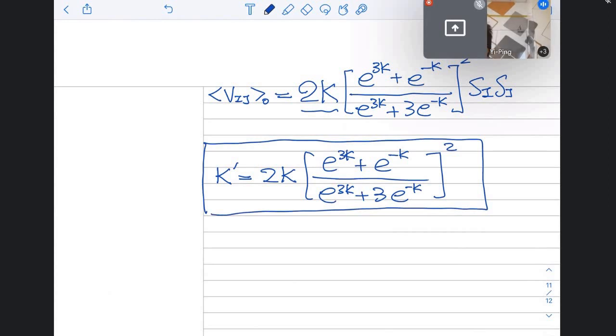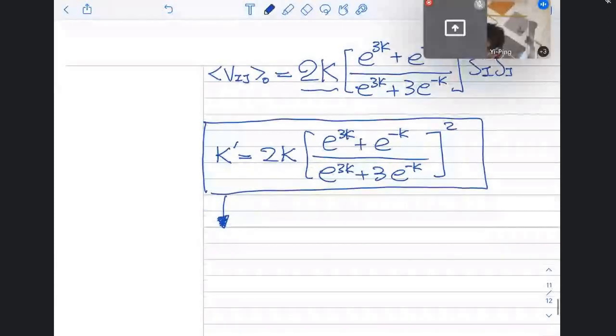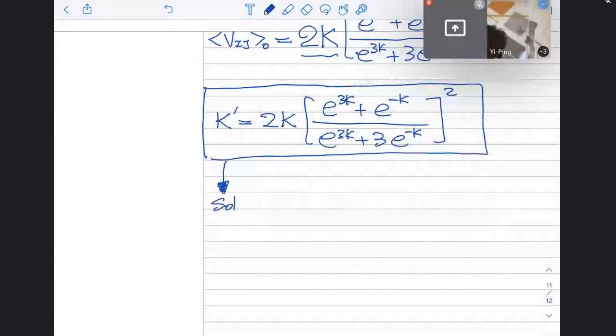So this is the final result we want to get, because we basically connect the coupling constant K prime at different scales after we perform the renormalization group process. So now the question is a little bit different from the 1D Ising model. This equation actually has non-trivial fixed points. So we try to solve that to find fixed points.